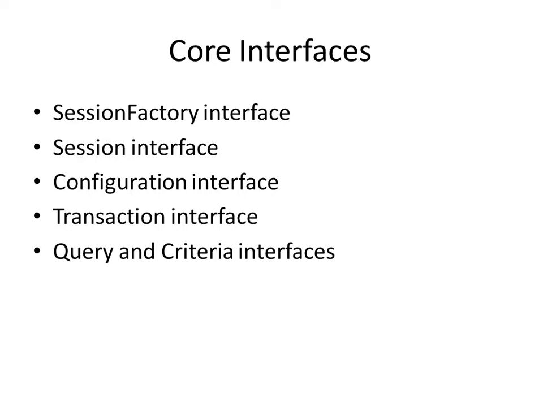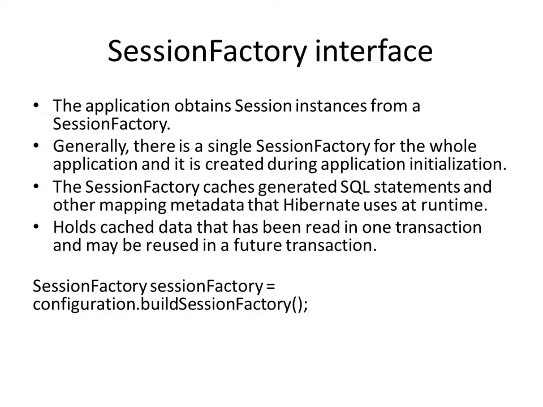So the core interfaces in Hibernate, these are the 5 most important interfaces. The session factory. The session factory is actually configured in the Hibernate config XML file. And then you have the session interface, the configuration interface, the transaction interface, and the query and the criteria interfaces. So what is the session factory interface? Every application which is using Hibernate will obtain a session instance from a session factory.